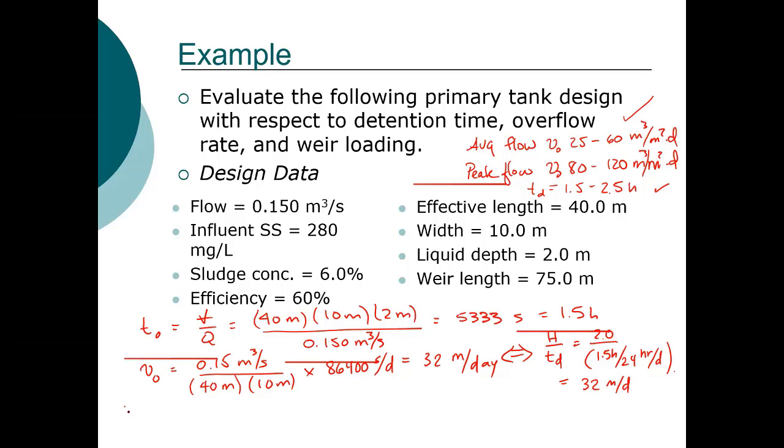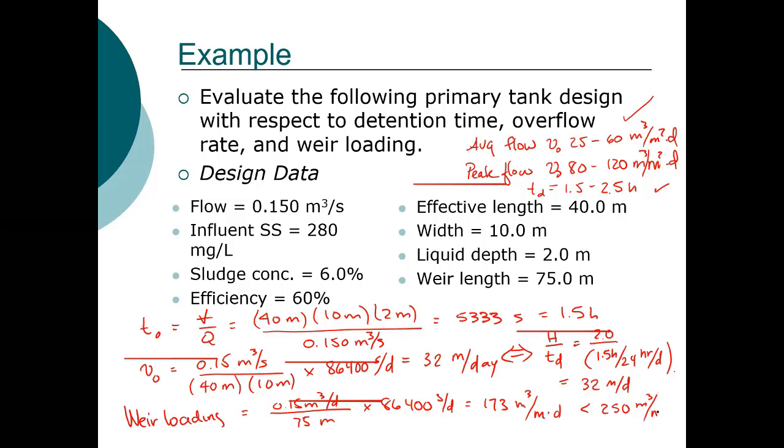The weir loading is our flow rate divided by the weir length, and that is 173 meters cubed per meter per day. And our weir loadings should be less than 250 meters cubed per meter per day for typical flow rates, and that's at average flow rate. So we've met the weir loading.